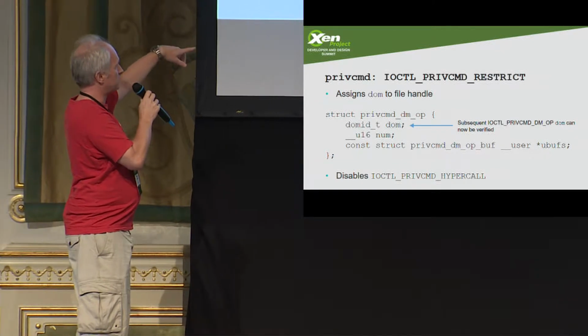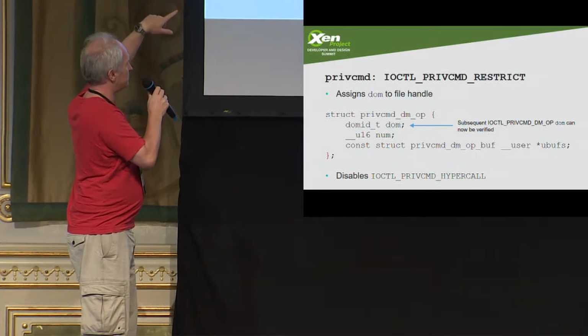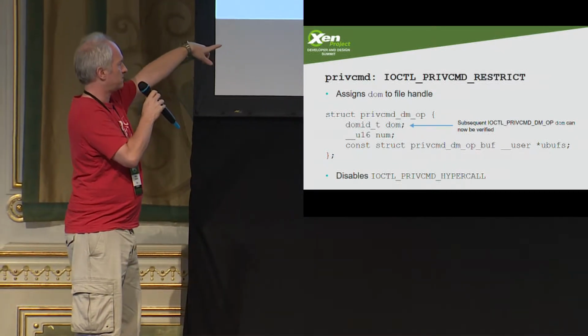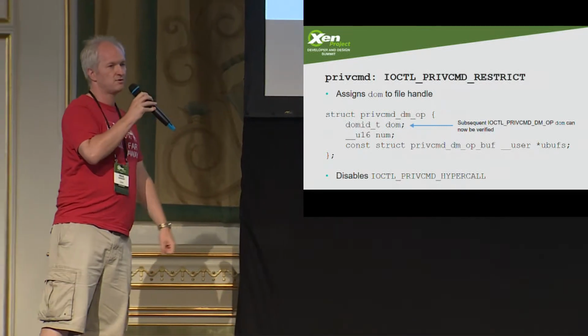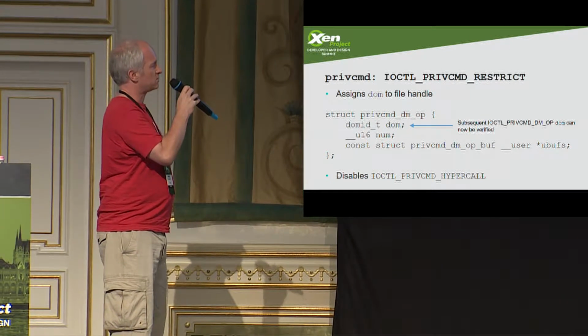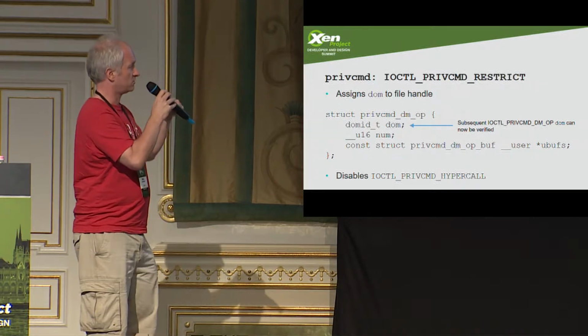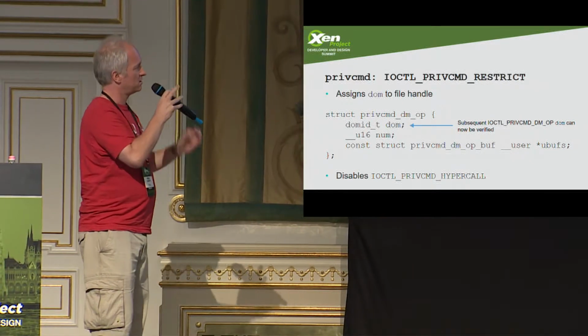And the important thing is that once that ioctl is issued to privcmd, it disables the standard freeform privcmd hypercall ioctl, which is the ability for user space to pass unaudited, or unauditable, hypercall structures into privcmd.